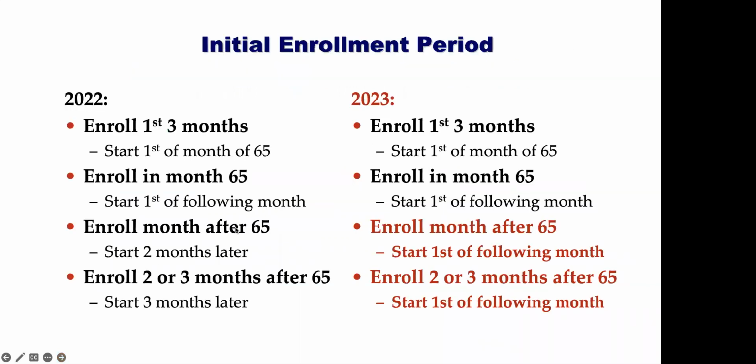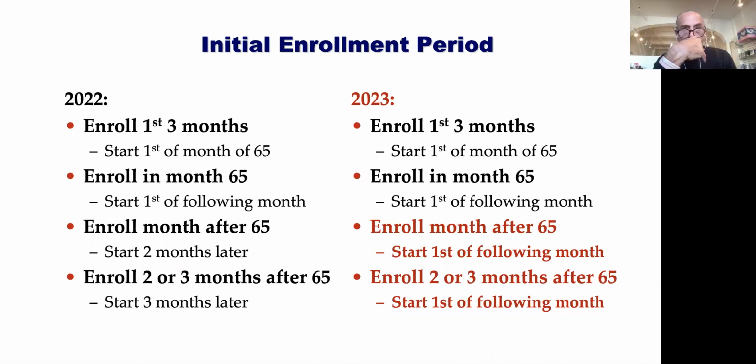The initial enrollment period is the big enrollment period for Medicare. This is when you first become eligible, typically when you're age 65, although people who are declared disabled by the Social Security Administration can get on Medicare at any age. This initial enrollment period consists of a 7-month window that surrounds your 65th birthday. 3 months before your 65th birthday, the month of your 65th birthday, and 3 months after.